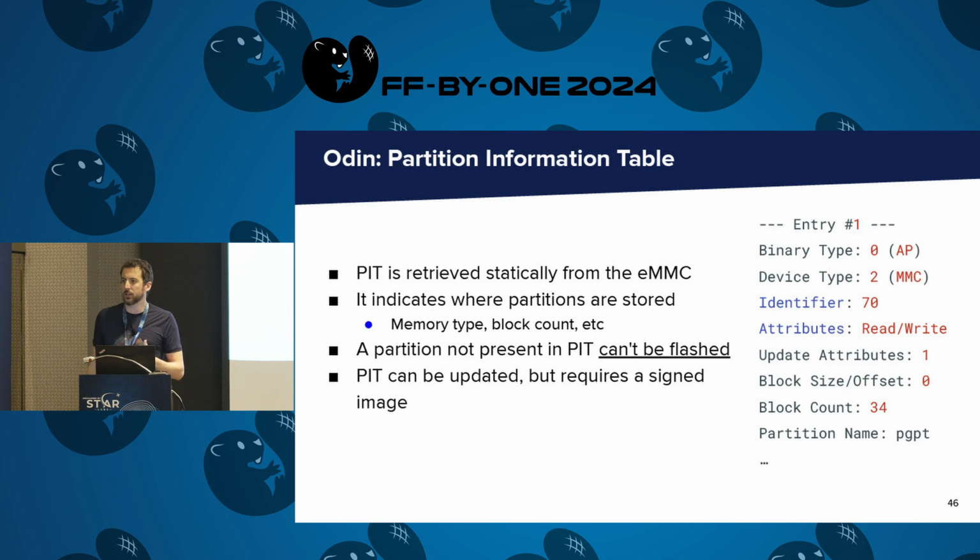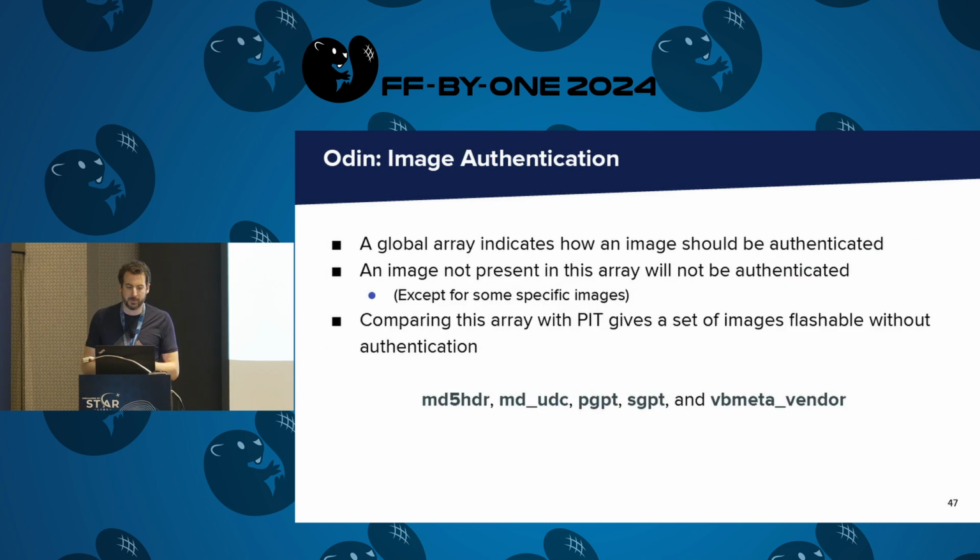Now, regarding authentication, we have this global array I mentioned, and it describes which partitions must be authenticated and how to authenticate them. What is interesting, however, is that an image that is not part of this array will not be authenticated. It does not require authentication. So if we compare the PIT, which gives the list of all partitions that can be flashed, and this array indicating the ones requiring authentication, we end up with a list of partitions that we can flash without authentication. Just a quick note on this list: the up-param partition, the one containing the JPEG, is not part of it because it is authenticated.